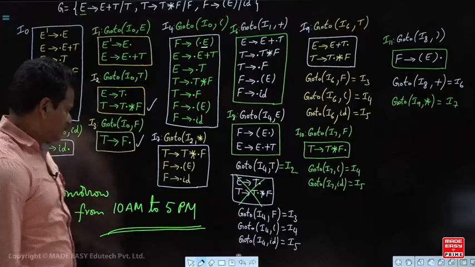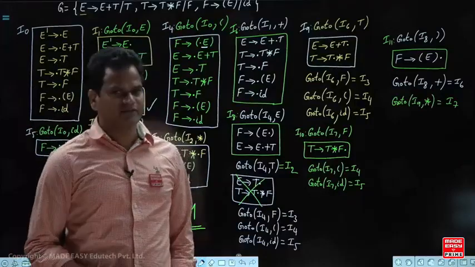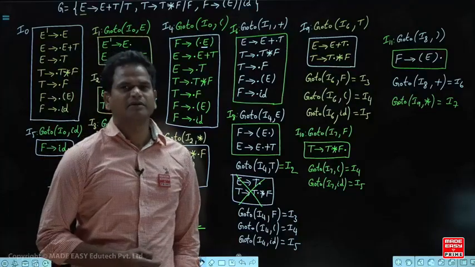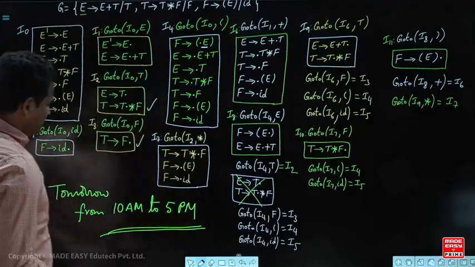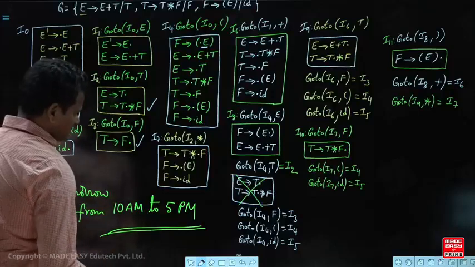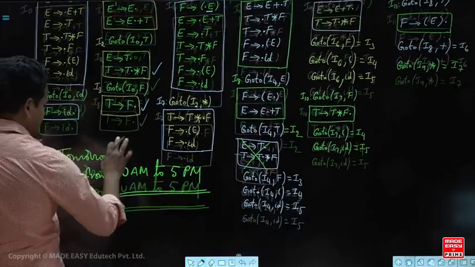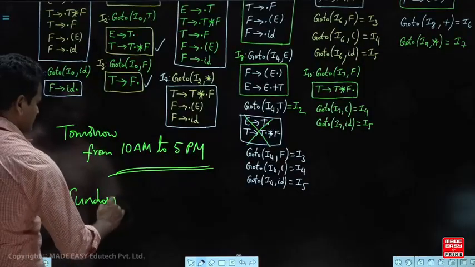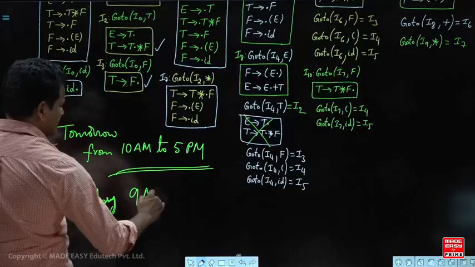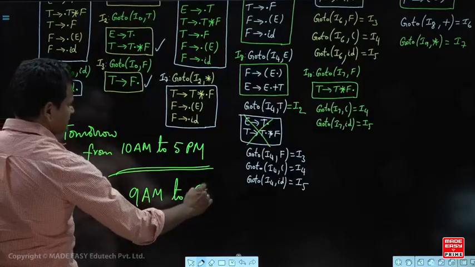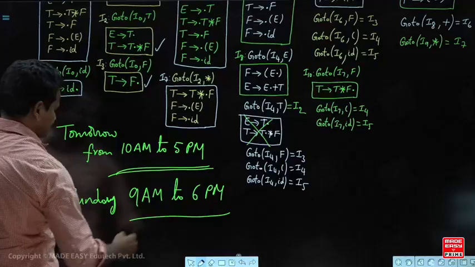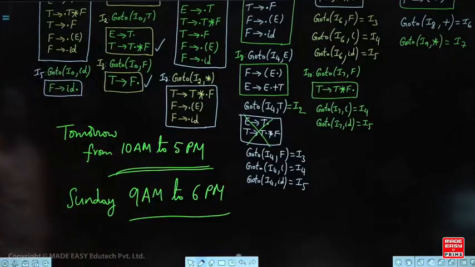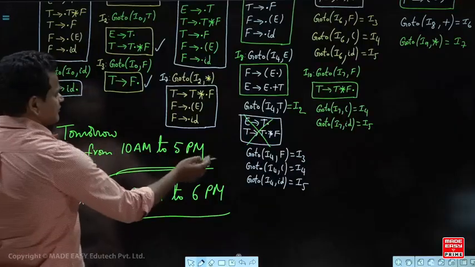Actually, on Saturday and Sunday, I used to take 8 hours of class. If I start from 9 to evening 6, I will get 8 hours of class. But as tomorrow some of you have colleges, and Sunday is fixed, tomorrow is 10 a.m. to 5 p.m. and Sunday is 9 a.m. to 6 p.m.